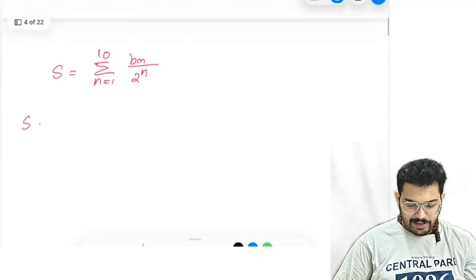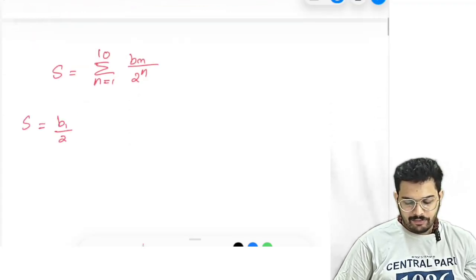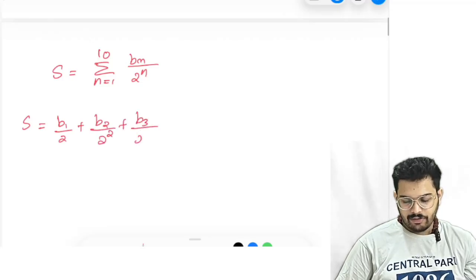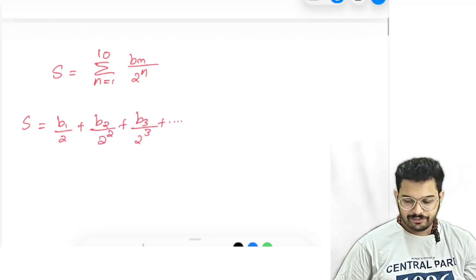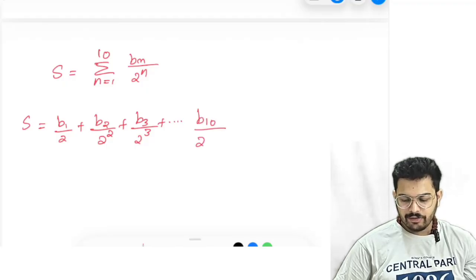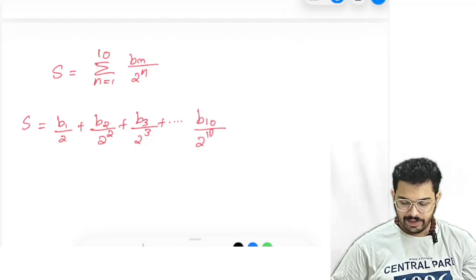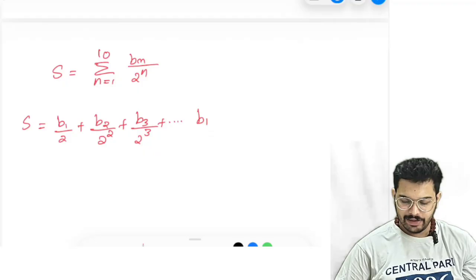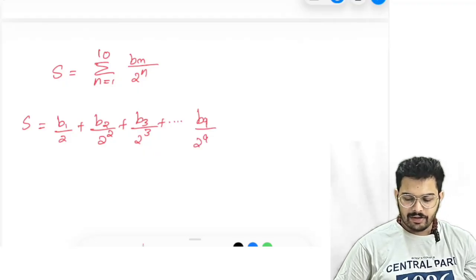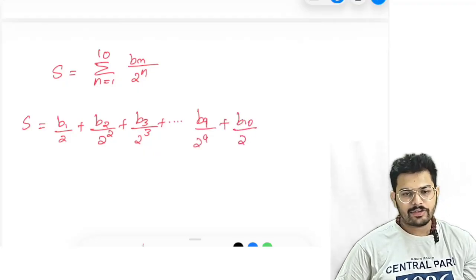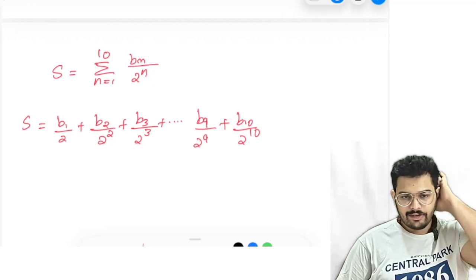That means S will be equal to b1 divided by 2 plus b2 divided by 2 square plus b3 divided by 2 cube plus etc., up to b10 divided by 2 raised to 10. Or we can write the last two terms, that is b9 divided by 2 raised to 9 plus b10 divided by 2 raised to 10. Now we have written our S value.